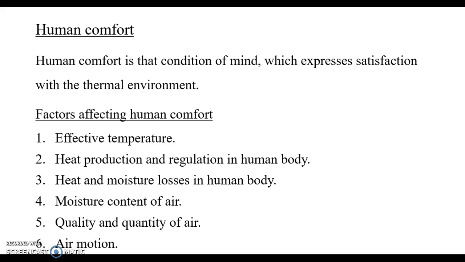and next, heat production and regulation in the human body. Third one is the heat and moisture losses from the human body. Fourth one, moisture content of the air in the conditioned room. Fifth, quality and quantity of supply air. Next is the motion of the air in the conditioned room.